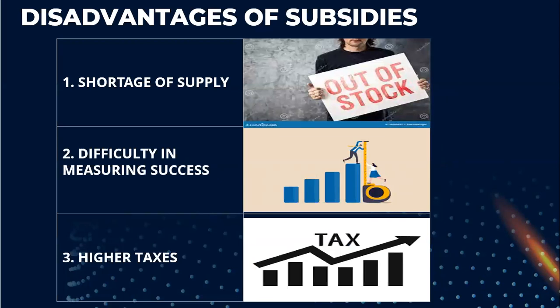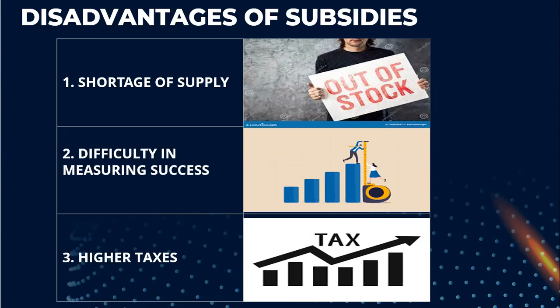There are some disadvantages of subsidies too. Let us look at them. It may result in shortage of supply. When subsidies are increased, it results in greater demand for the goods due to lower prices. Due to this, a shortage of supply may occur. Ultimately, it can lead to higher demand that causes an increase in the prices.